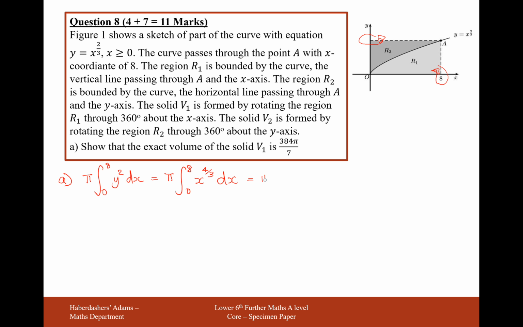Okay, let's start the integration process now. So it's going to be increase the power by 1, so it's going to be x to the power 7 over 3, and divide by the new power, so times by 3 over 7, in between the boundary of 8 and 0. And then all you need to do from there is grab your calculator out, plug 8 into there, and you get 384 pi over 7, just like you do in there. Okay, nice and easy. 4 marks to get us started there.